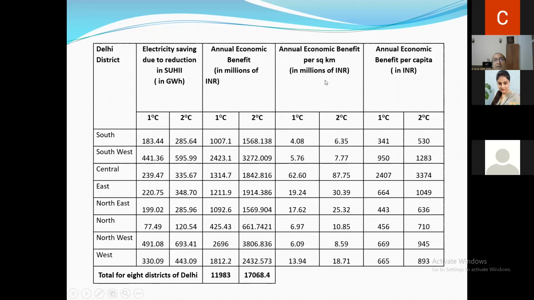And if we translate that into per square kilometer or per capita, then for 1 degree Celsius, each person in the South District would gain 341 rupees. Each person in the Southwest would gain 950 rupees. Each person in the Central District would gain 2,407 rupees, and so on. And this is for a 2 degrees Celsius reduction in the urban heat island intensity.